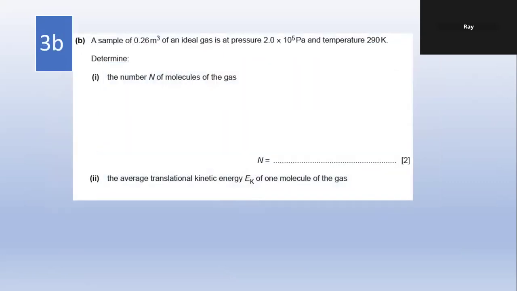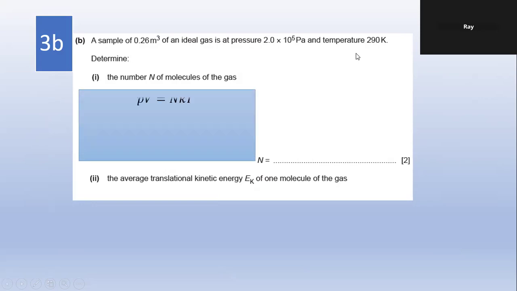This one is a calculation. Volume is given, pressure is given, temperature is given. Just choose the right formula. PV equals NkT, so N is PV over kT. So put in your values. That's your pressure, that's your volume. This one you get from your data sheet. Right? This one is given. Calculate it out.